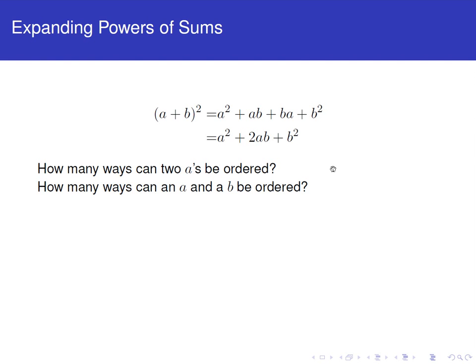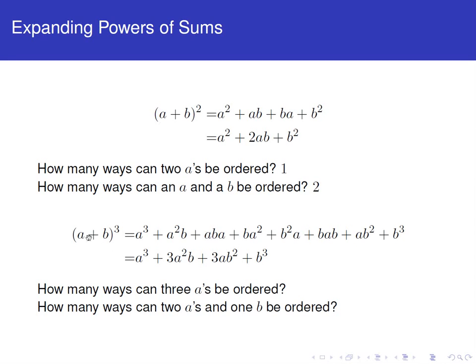Well, we can ask ourselves, how many different ways can two A's be ordered? The two ways I can't tell apart, so there's only one way. How many ways can you arrange an A and a B? There are two ways to arrange the A and a B. So notice the ways in which we can arrange the A's and B's are the values of the coefficients in front of there.